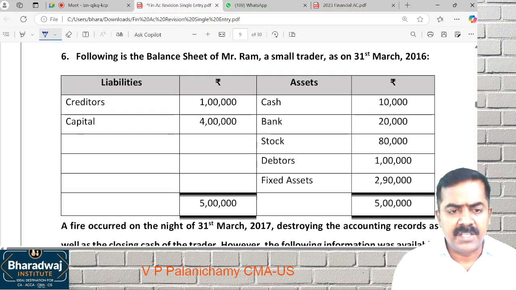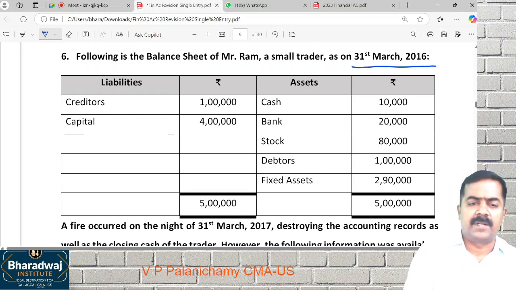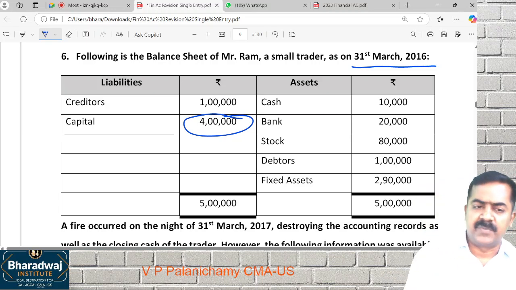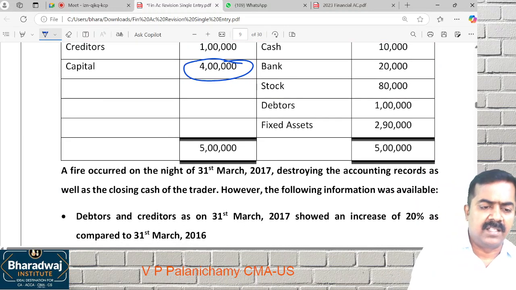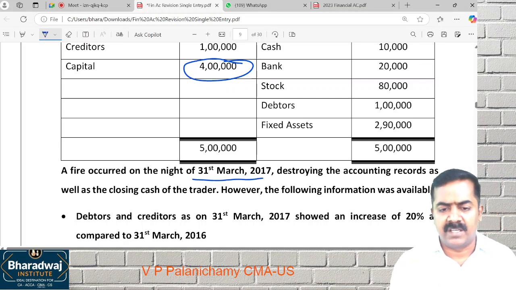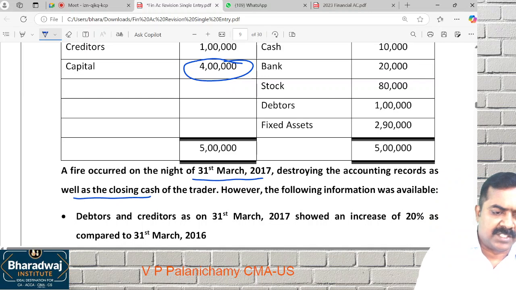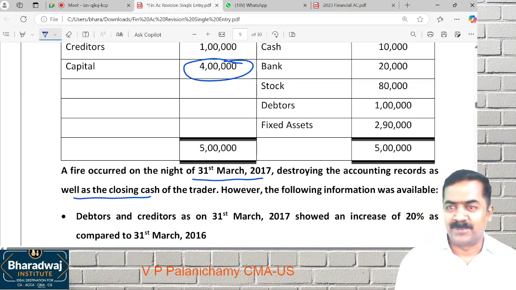We are given the balance sheet of Ram, a small trader, on 31st March 2016. Opening capital is given to us. Cash, bank, stock, debtors, fixed asset, creditors are given to us. A fire occurred in the night of 31st March 2017, destroying accounting records as well as the closing cash of the trader. Only the loss of profit, loss of stock in the pop.